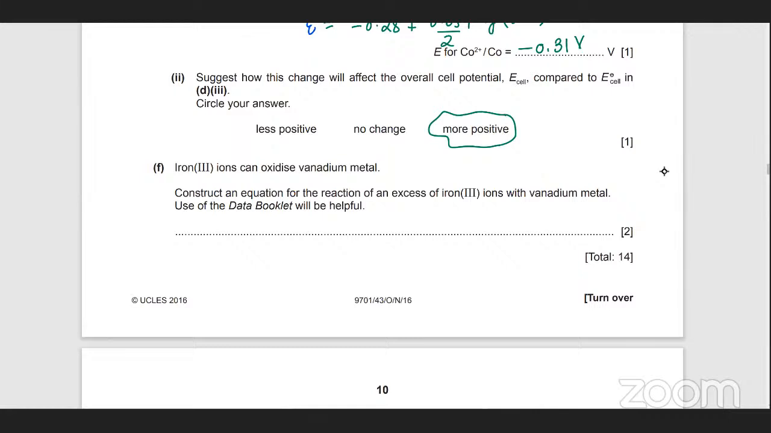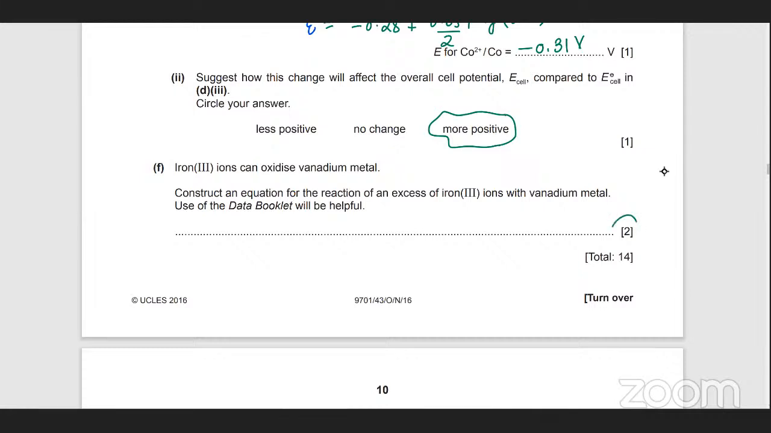Then it says iron 3 ions can oxidize vanadium metal. Construct an equation for the reaction of iron 3 ions with vanadium metal. Use of the data booklet will be helpful. And it's a 2-mark question.